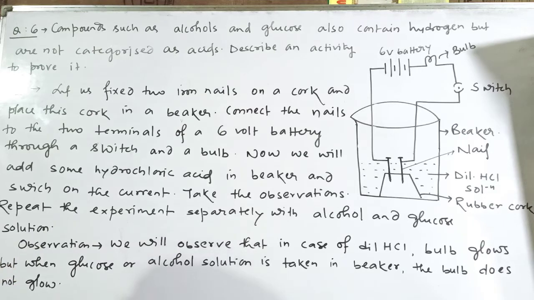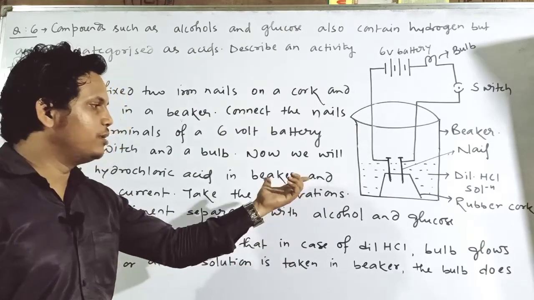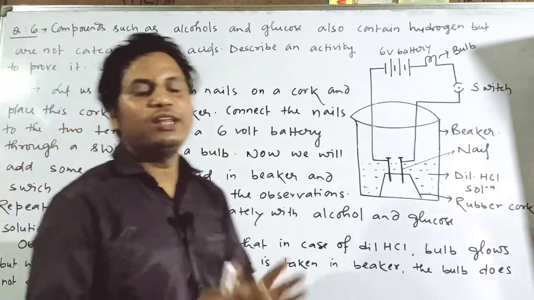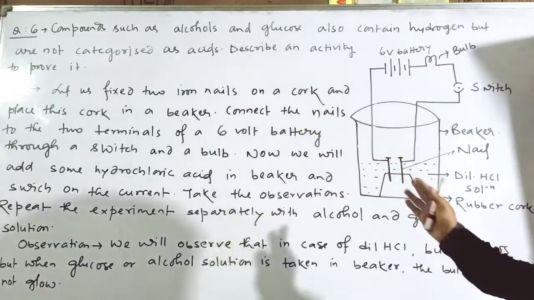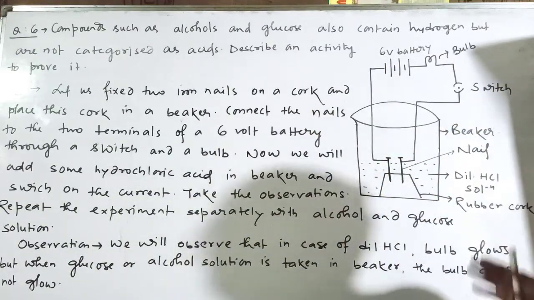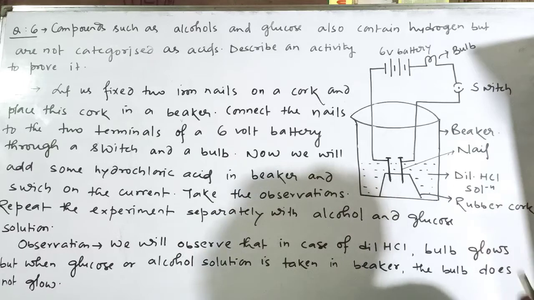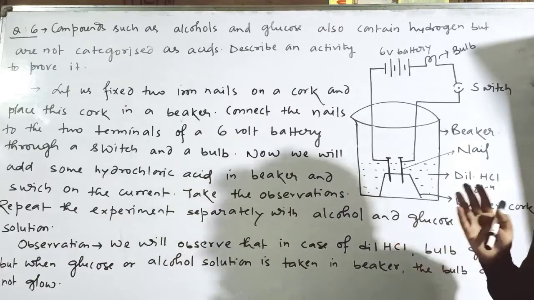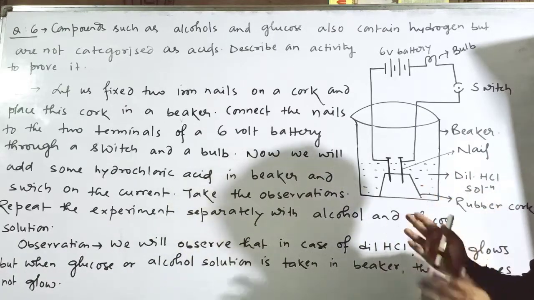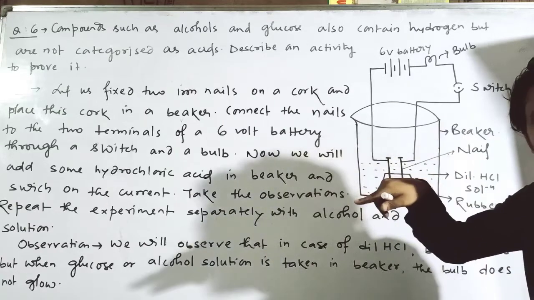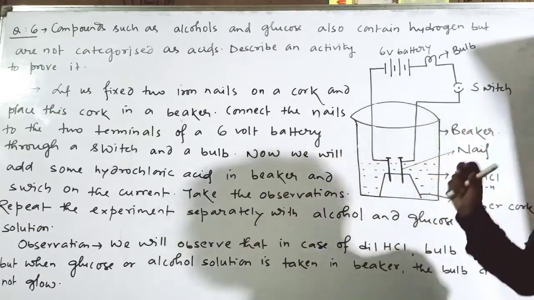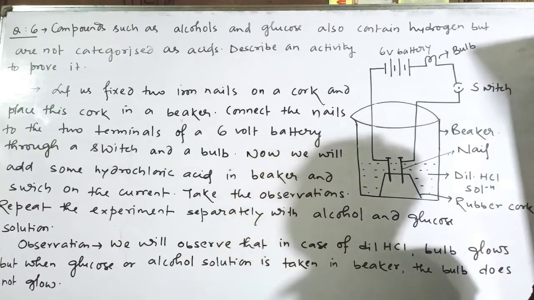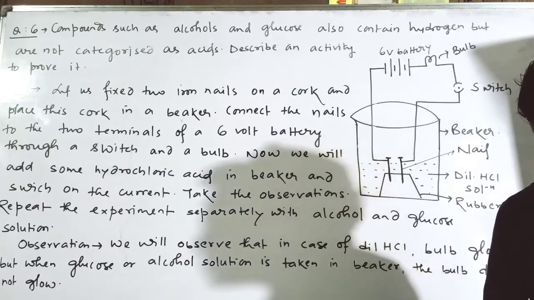It is observed that in case of dilute HCl the bulb will glow, but in case of glucose or alcohol the bulb will not glow. So this is the activity which proved that glucose and alcohol contain hydrogen, but they are not considered as acid. Why? Because they do not produce H positive ion in water. If they produced it, then the bulb would also glow, but the bulb does not glow, meaning they do not produce H plus ion. So next, proceed to question number 7.